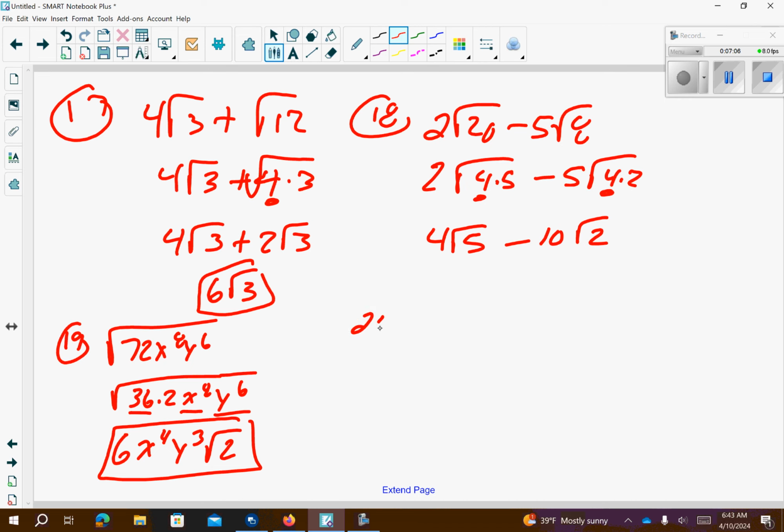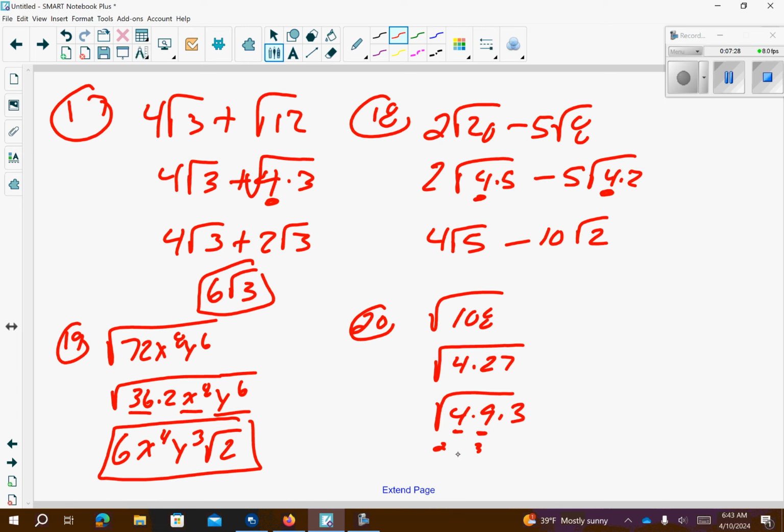Number 20, square root 108. Okay, let's see what was going to work there. I'd say 4 times 27. You could probably break 27 down to 9 times 3. So square root of 4 is 2. Square root of 9 is 3. Multiply those together, so I get 6 outside. So I get 6 square root 3. Make sure you understand that one. You can ask for more clarification.